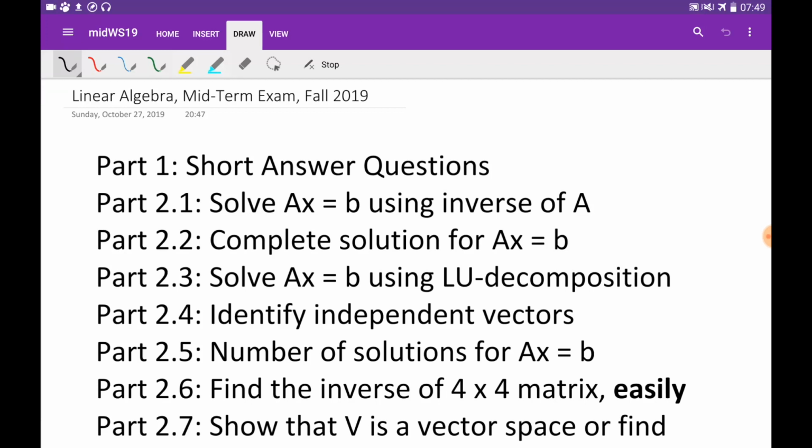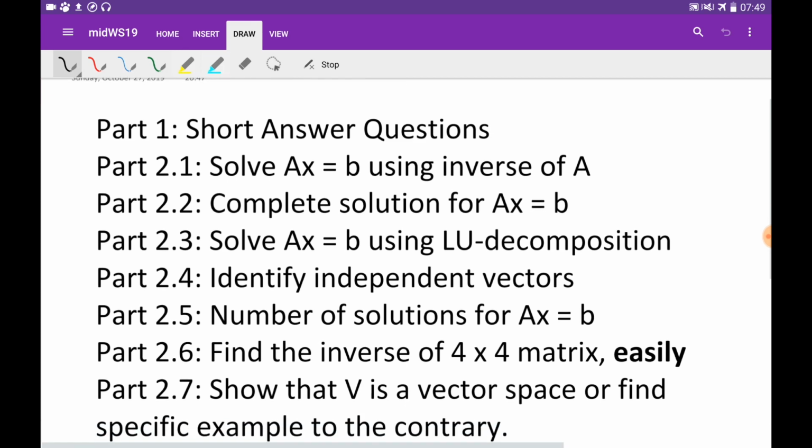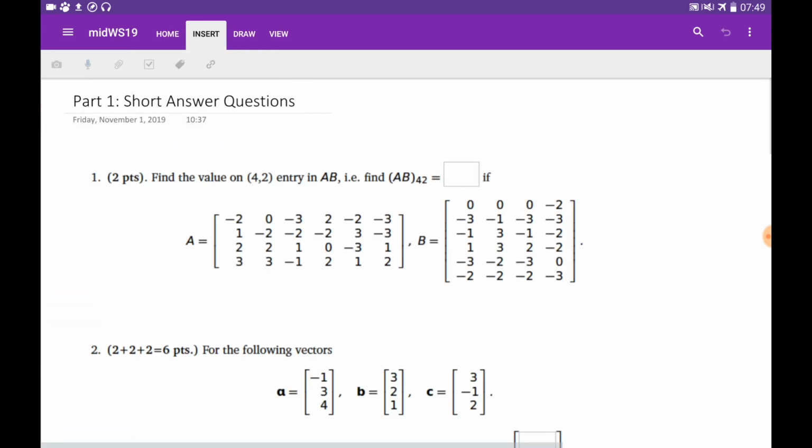In this video, we're going to discuss the solutions for the midterm exam on linear algebra during this fall semester 2019. The exam contains two parts. The first part contains short answer questions, and the second part contains 7 problems on the following topics. Let's start with the first part.